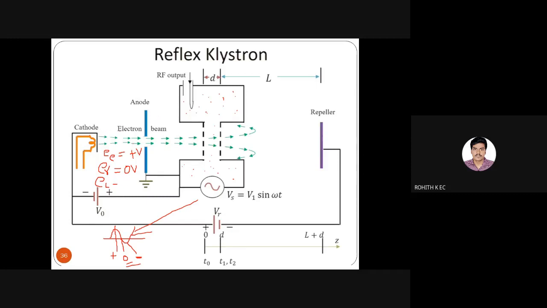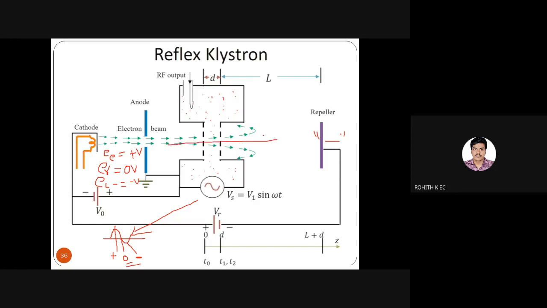Now, this is interesting. When EL comes out, it is coming with negative voltage. So these late electrons, since they are coming with the negative voltage, will encounter a much greater amount of repulsion because the repeller is also at negative voltage. So they will quickly get inside this cavity much faster than the early electrons or reference electron, right?